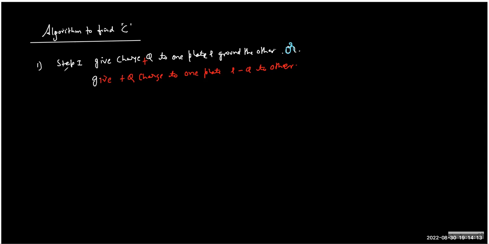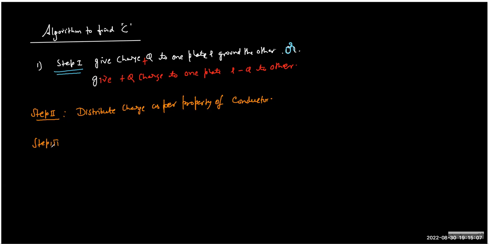So after doing step one, what is the next step? Possible logical step. Whenever you give charge to any plate, the next step is to distribute it, and distribute as per the property of a conductor. So you know how charge will distribute. It will never cross the surface of another conductor. So distribute charge as per the property of a conductor.